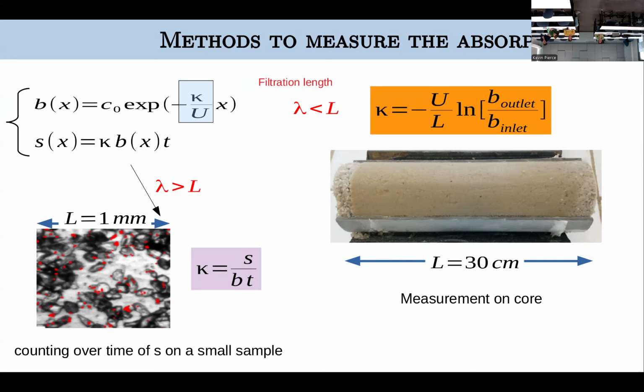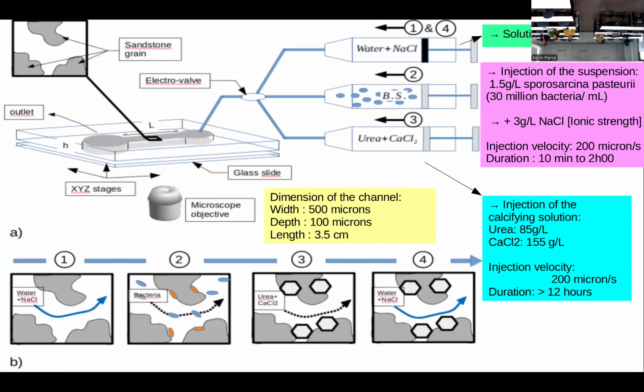The method we developed is based on microfluidics, and the idea is to use microfluidics to measure as a function of time the number of absorbed bacteria. This is the quantity S, and we try to measure S as a function of time, and the rate of increase of the number of trapped bacteria is related to the absorption rate, K, that we want to determine.